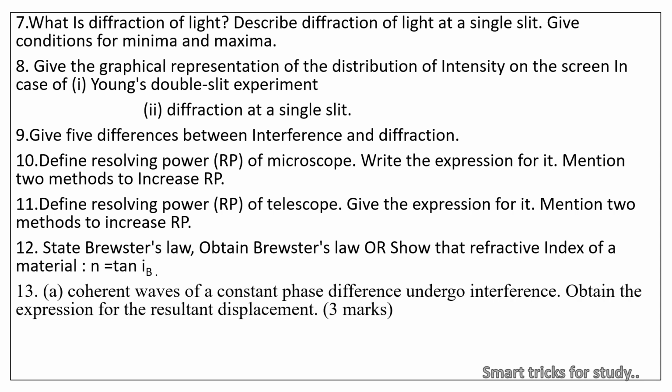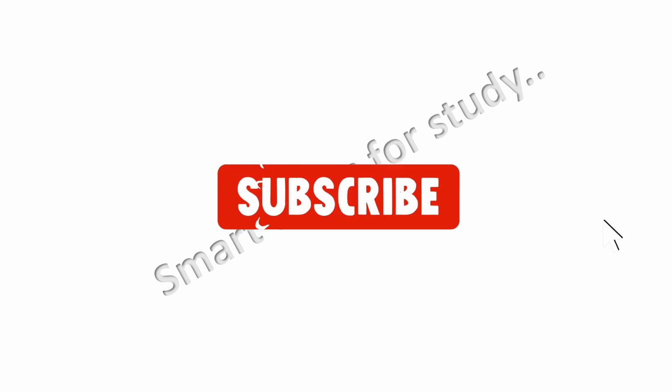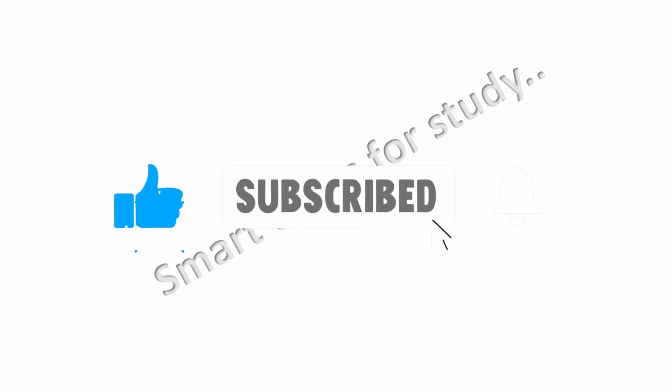13. A. Coherent waves of a constant phase difference undergo interference. Obtain the expression for the resultant displacement. 3 marks. B. Write the conditions for constructive and destructive interference in terms of phase difference. 2 marks. This ends the most important questions from Chapter 8, 9 and 10.